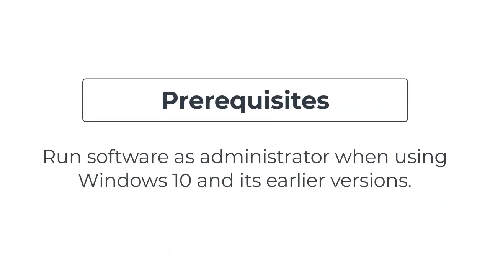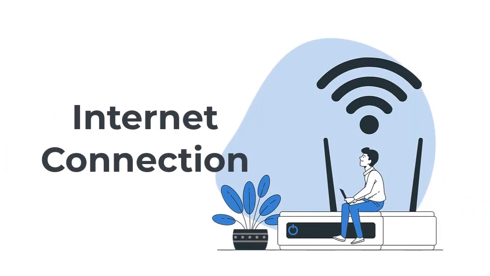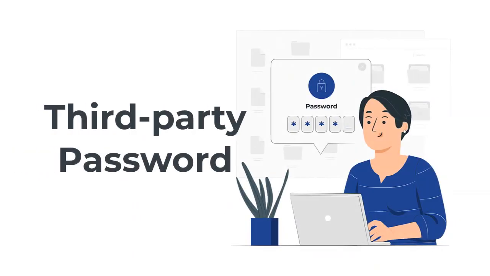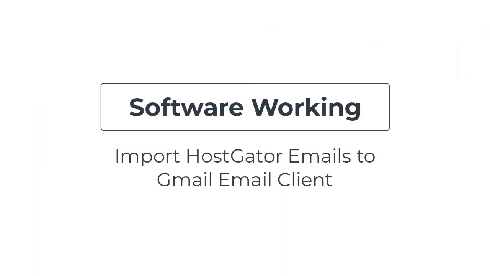Let's check out the prerequisites of the software. Run the software as administrator when using Windows 10 and its earlier versions. Internet connectivity is required while migrating HostGator email data files into other email clients or cloud environments. A third-party software password is required before the email account sign-in. Now, let's check out the working procedure of the software.